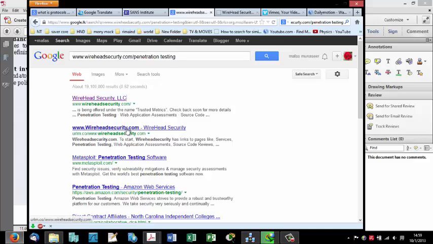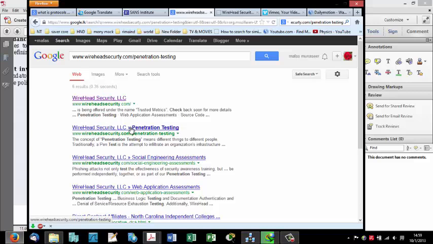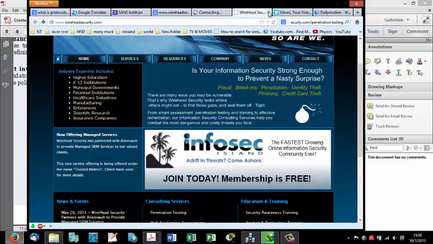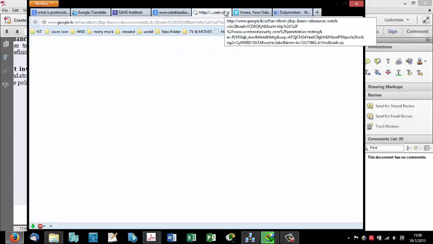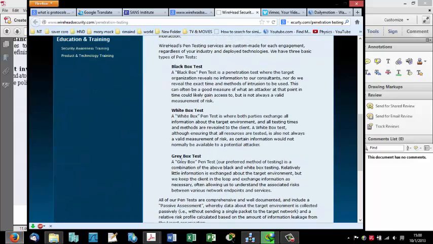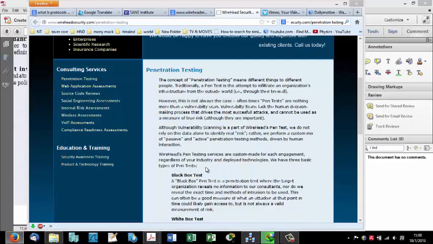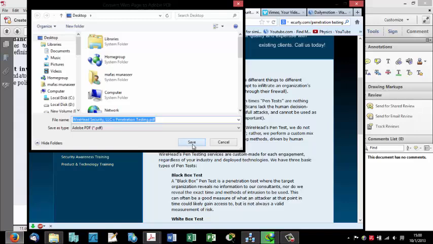The last one is a grey box pen test. It is our preferred method of testing, and not only ours, most clients prefer grey box. Black box is too advanced, white box is too specific, grey box is the overall testing procedure. It is a combination of black and white box testing. Relatively little information is exchanged about the target, but we keep the client in the loop and exchange information if necessary. The client says, okay, this is my website, this is what I am using. This often allows us to understand the associated risks between various network endpoints and services.